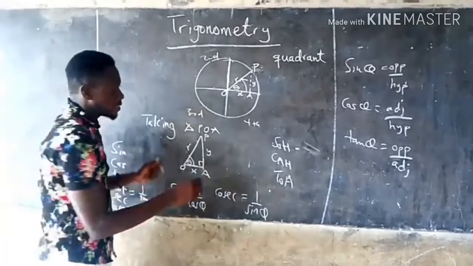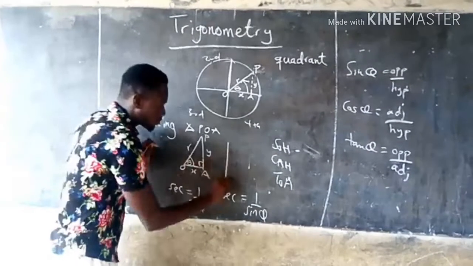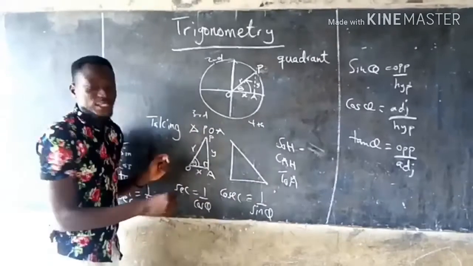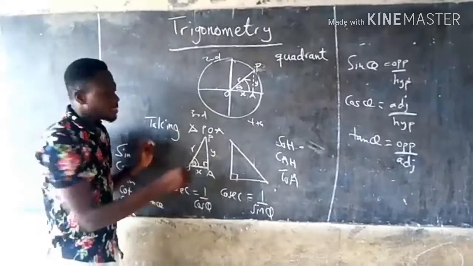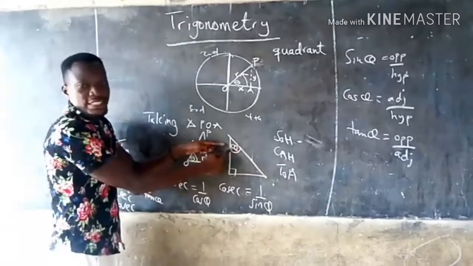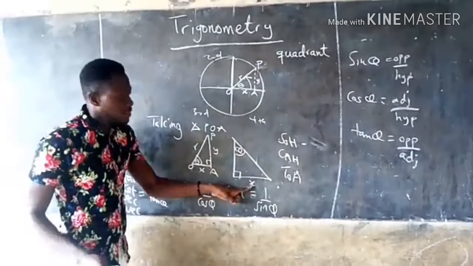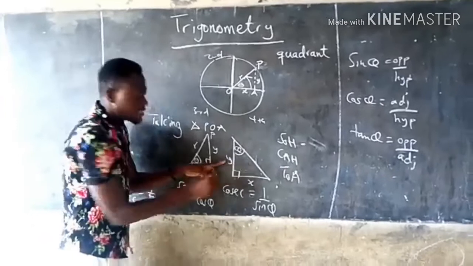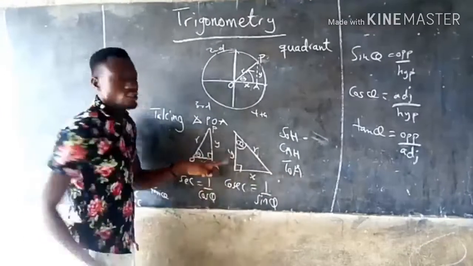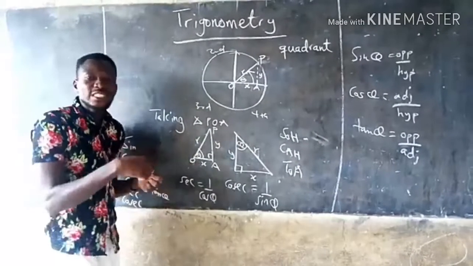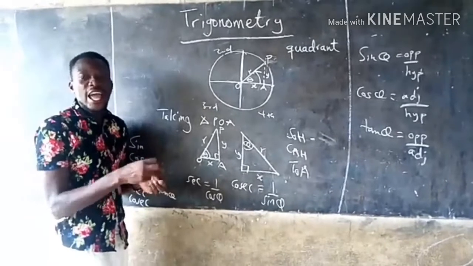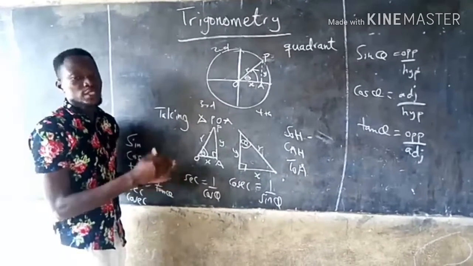Good. Let's consider another triangle. Let's change the position of the theta. Let's put it here. If you place the theta here, then this side becomes your opposite. This becomes adjacent. And this will serve as your hypotenuse. So the position of the main angle helps you to know your opposite and adjacent. Good.